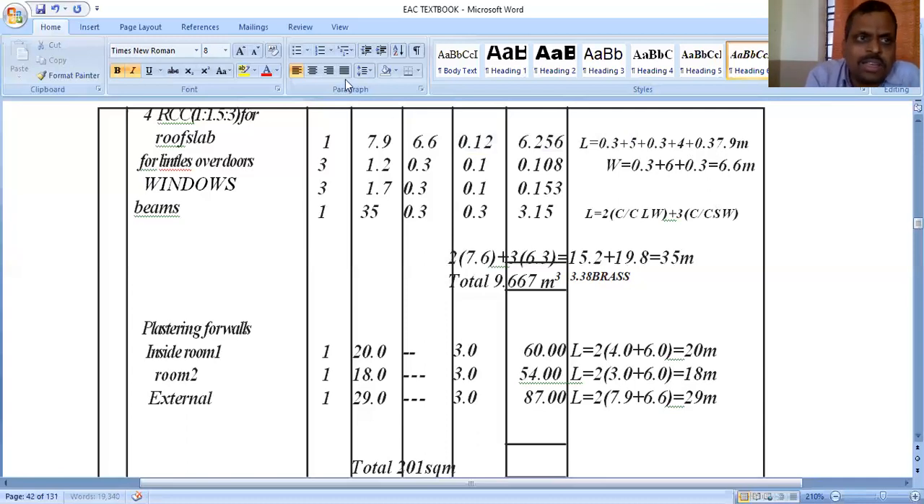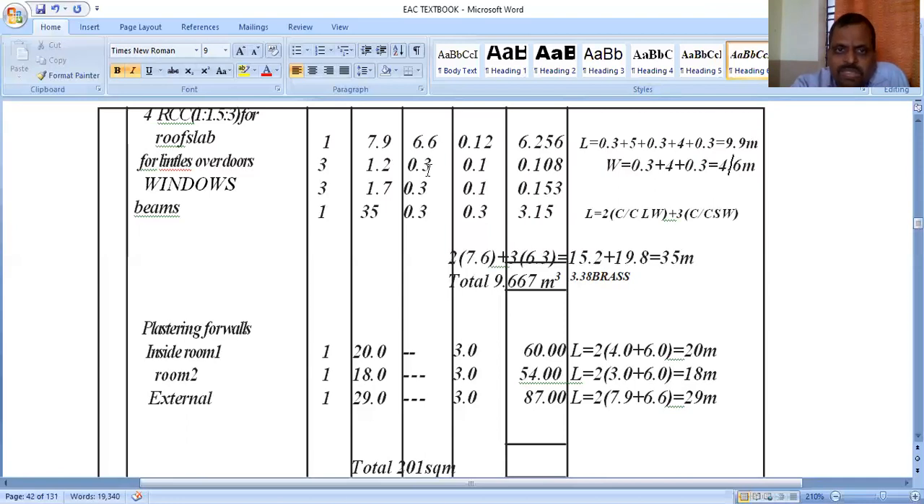9.9 meter will be the length of the slab, whereas the width of the slab will be 0.3 as usual, plus how much is the width of each room? The width of each room is 4 meter. Here I will write it as 4 plus 0.3. So the total will be 4.6 meter.